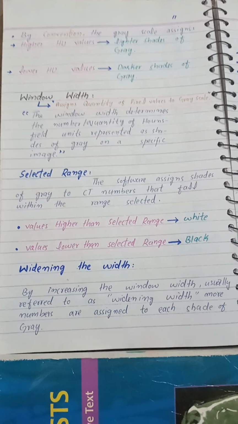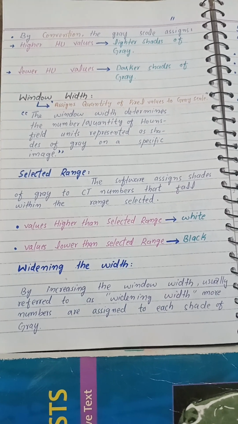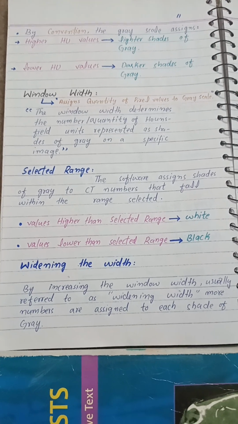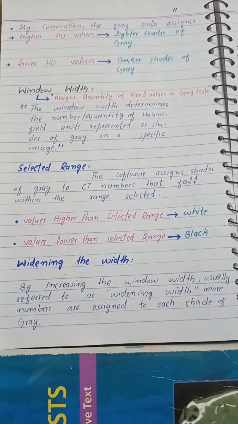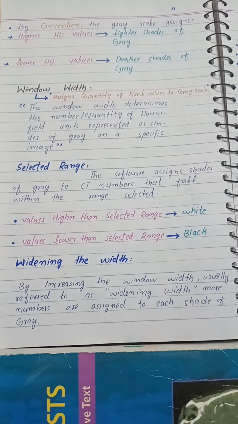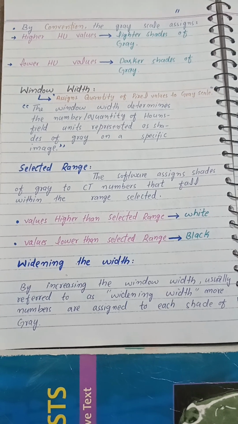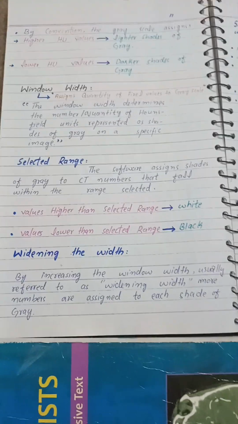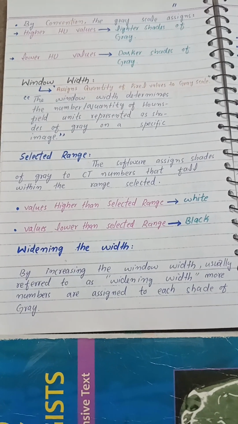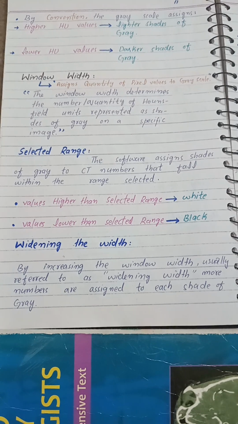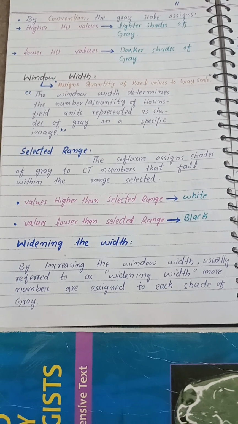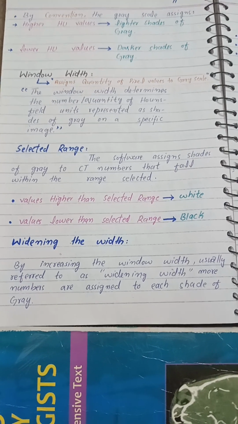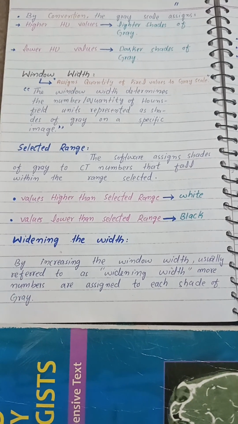Window width assigns a quantity of pixel values to the grayscale. The window width determines the quantity of Hounsfield units represented as shades of gray on a specific image. The software assigns shades of gray to CT numbers that fall within the selected range. Values higher than the selected range are white, values lower than the selected range are black.